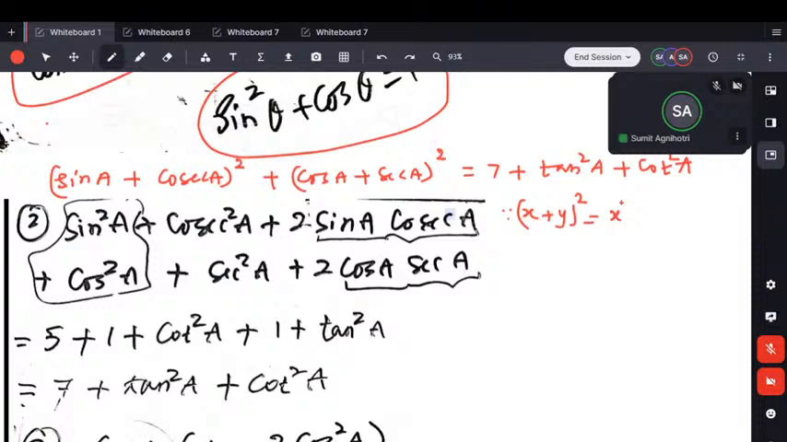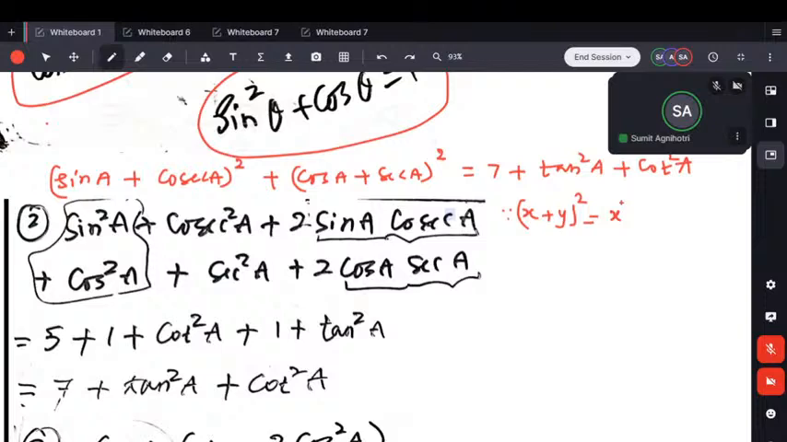We are applying it here as well as here. If we are applying this at this stage, it becomes x square, that means sine square a, y square, that means cosec square a, 2xy, that means 2 sine a cosec a. Similarly, we are applying this identity at this place as well. That becomes cos a is treated as x, sec a is treated as y, and we are applying this identity. That means x square, which means cos square a, y square, which means sec square a, 2xy, which means 2 cos a sec a.